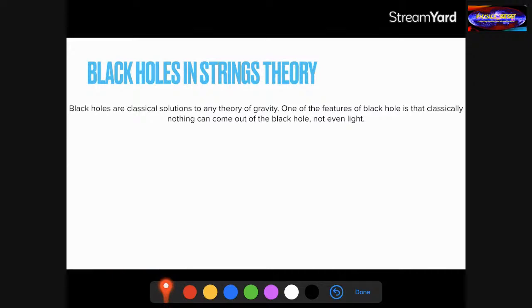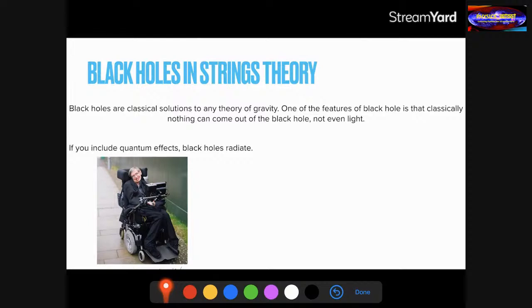Now I will discuss something relevant for this talk, black holes in string theory, and it will be clear why I want to discuss that. Black holes, I think many of you are aware of. These are classical solutions to a theory of gravity, with a kind of one-way membrane: things can go in, but nothing can come out. That is the feature of a black hole, that classically nothing can come out of it, not even light. But Stephen Hawking gave us a different answer.